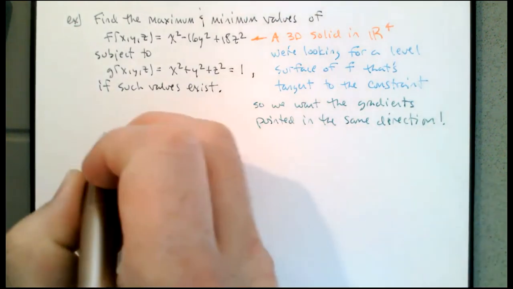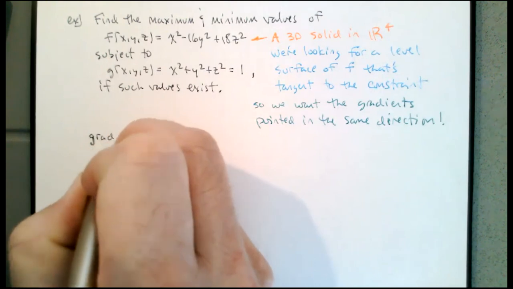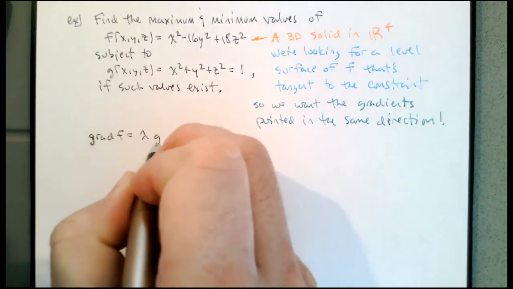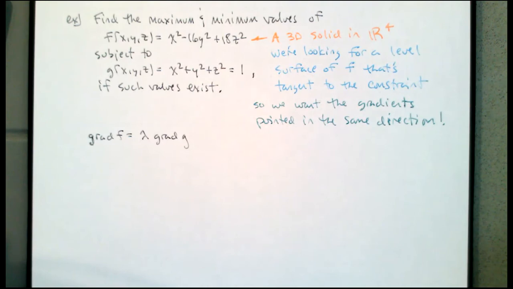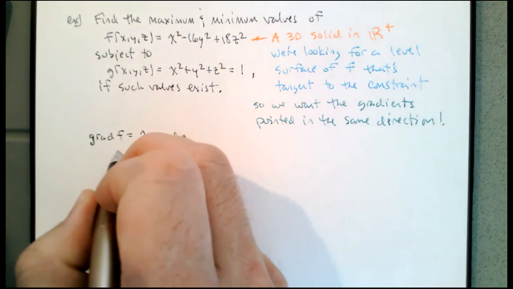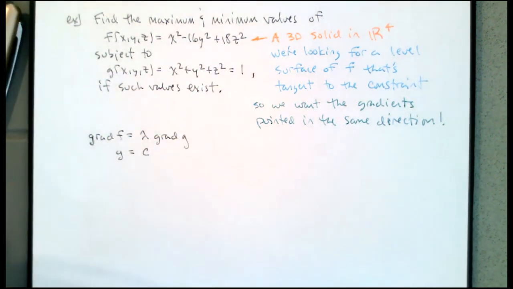We're just going to solve the system where the gradient of F is equal to some constant times the gradient of G. That's having the gradients pointed in the same direction. The only difference is the magnitude, but the direction is the same. And we're still subject to G is equal to a constant. So we still want this same system of equations. So let's begin.